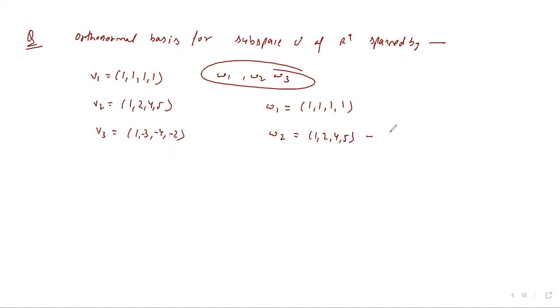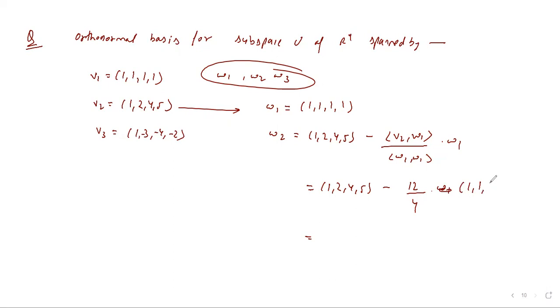minus (V2 comma W1 upon W1 comma W1) into W1. So that would be 1 2 4 5 minus, what is V2 comma W1? Just find the inner product of this: 1 plus 2 plus 4 plus 5, that would be 12, I think. And W1 comma W1, 1 into 1 and so on, we are finding the inner product of W1 with respect to W1, so it would be 4, into W1. Just multiply this. W1 is 1 1 1 1, so this would be 3. Subtracting those values, we get 1 2 4 5 minus 3 3 3 3.